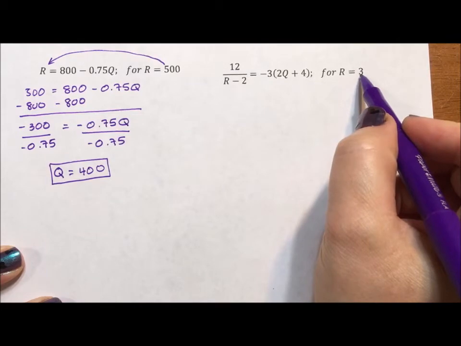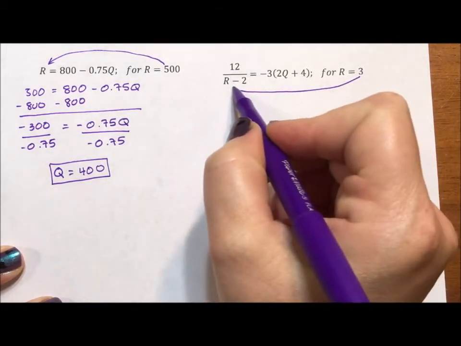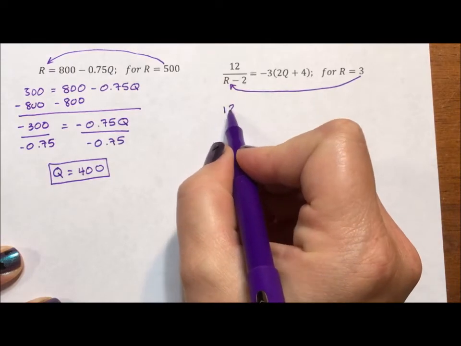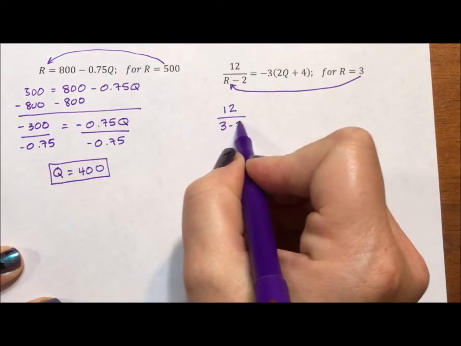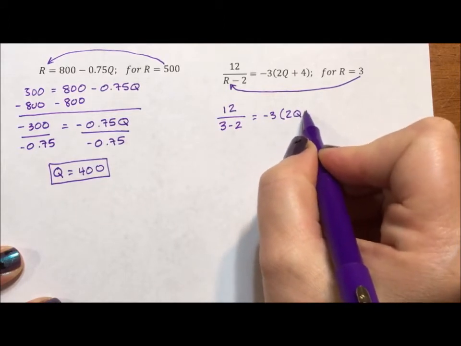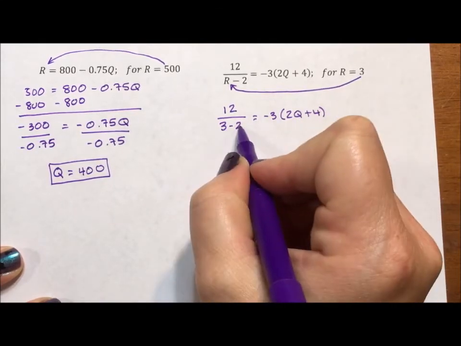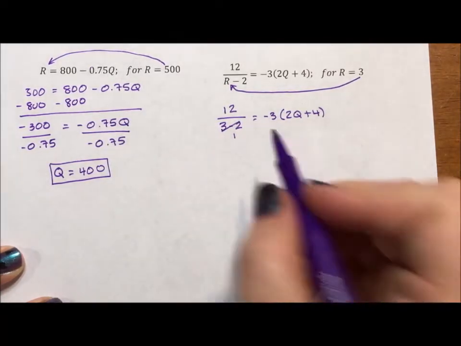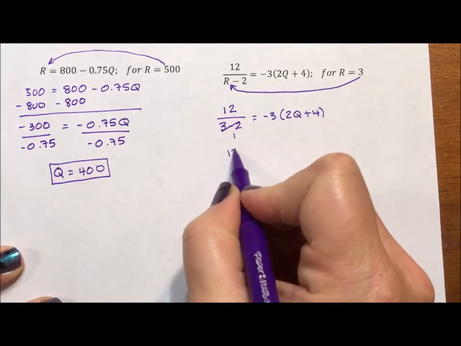Once again, we're putting 3 in for r to solve for q. So we start with 12 divided by 3 minus 2 equals negative 3 times (2q plus 4). Now 3 minus 2 is 1, and 12 divided by 1 is 12. So I'm just going to rewrite this, 12 equals.